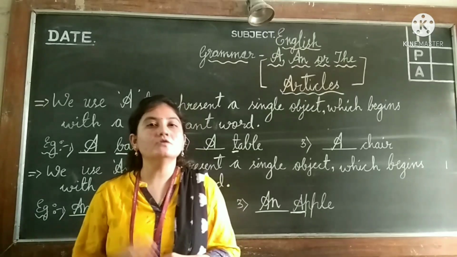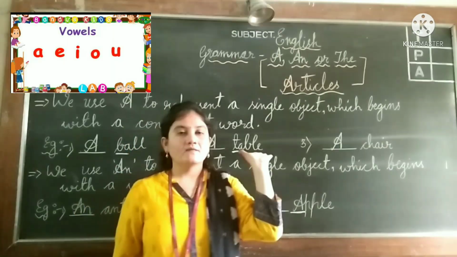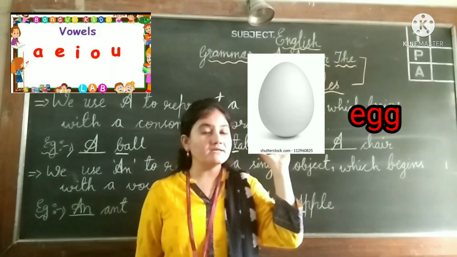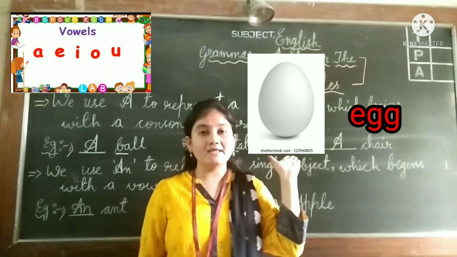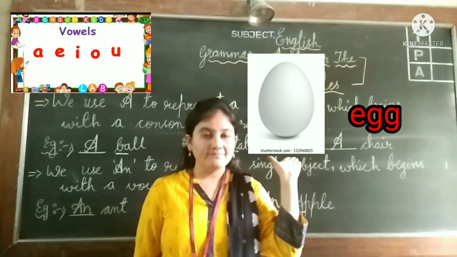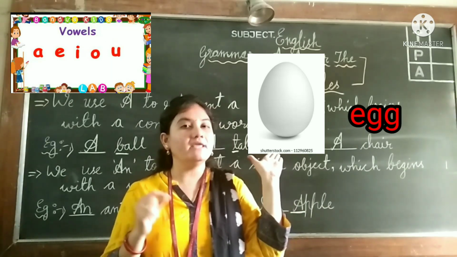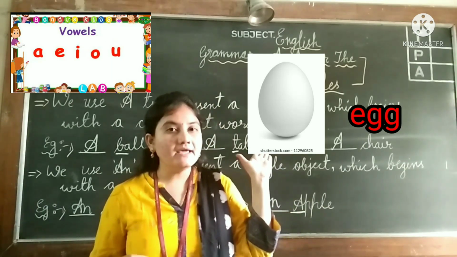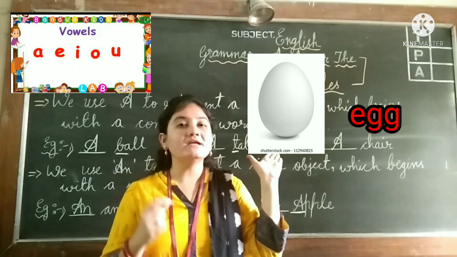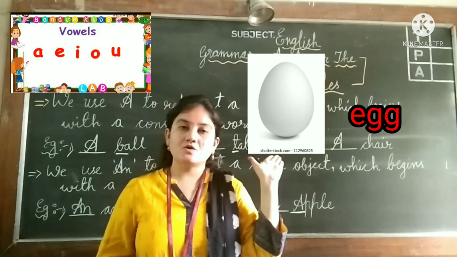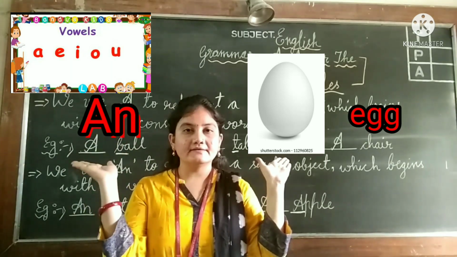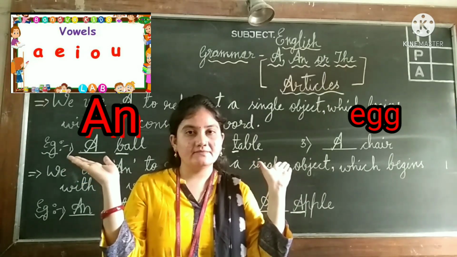So let me give you some more examples. Can you see the picture, children, what it is? Yes, it is egg. So the word egg begins with the letter E. So E is a vowel letter, isn't it? So we'll use an egg.